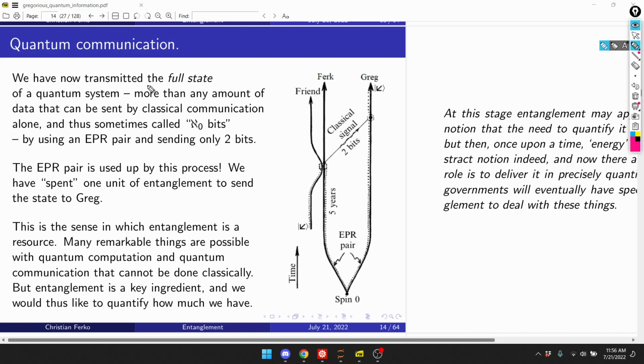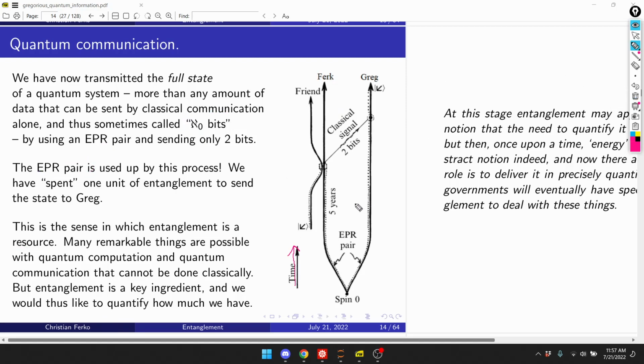So just to summarize what we've done, we've transmitted the full state of a quantum system, which again, you cannot do with purely classical communication. So people sometimes say that the amount of information we've sent is infinite bits, because no finite number of bits can ever communicate the full state of a quantum system. So this is like infinitely many bits. We've done this by using one entangled pair and sending 2 bits of information. And since the pair is used up by this process, this is the sense in which I mean entanglement is a resource. We have spent a unit of entanglement, one EPR pair, and used that to perform this process of sending the state to Greg. So that's why entanglement is a resource. You can do lots of remarkable things with this quantum computation type stuff, but you have to use entanglement typically to do it. So here's a nice picture just to see what we've done.